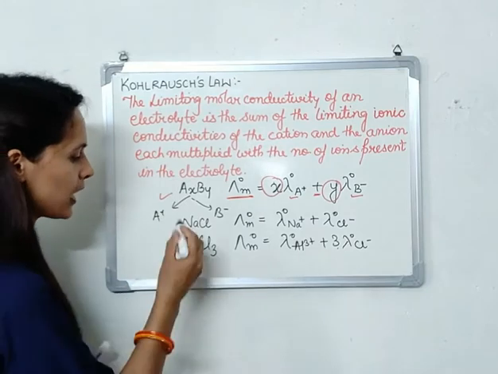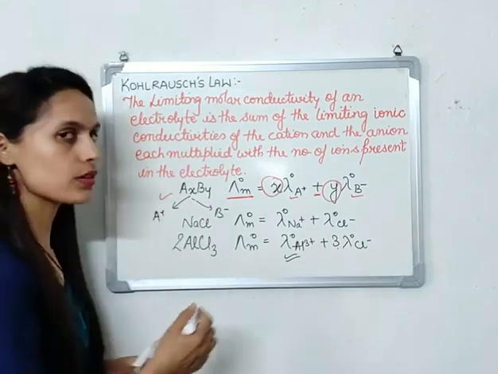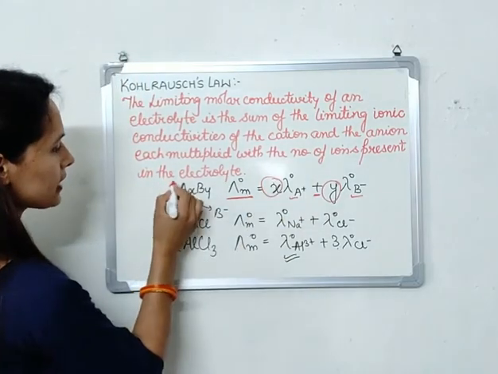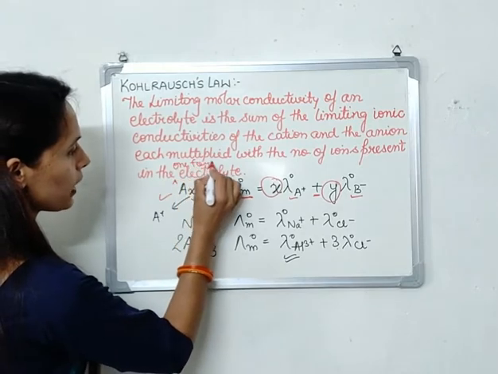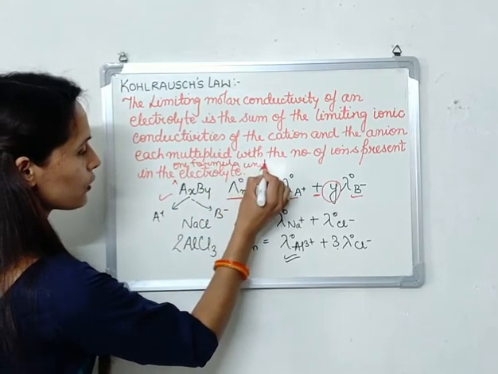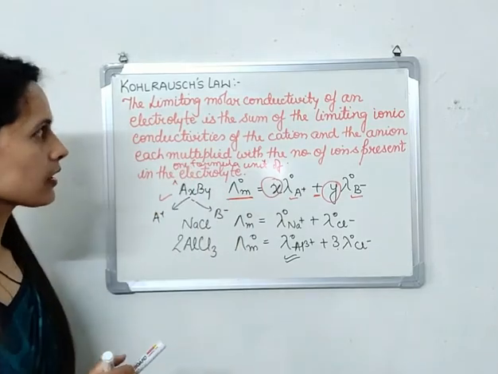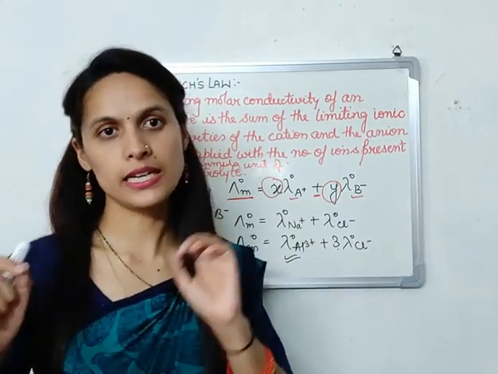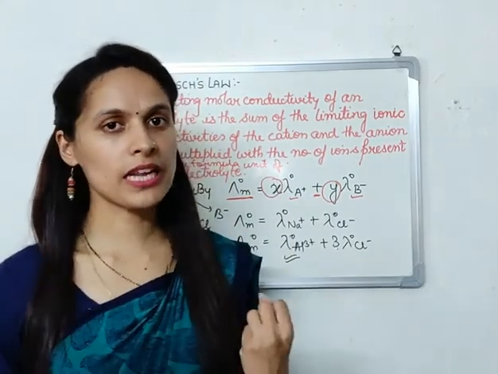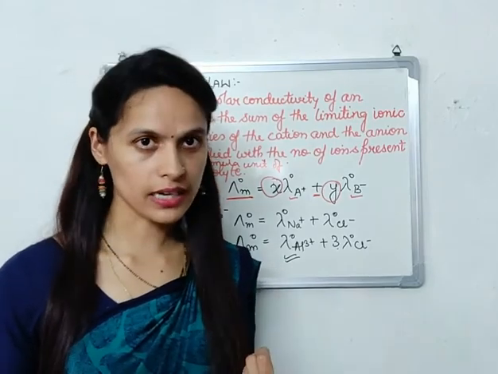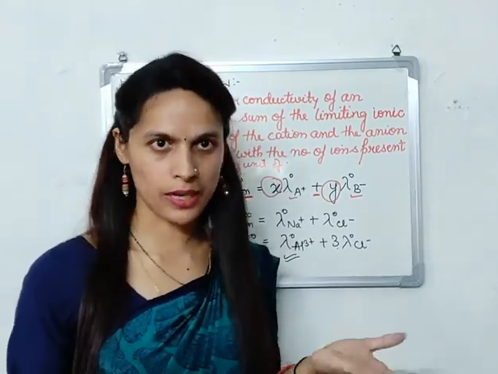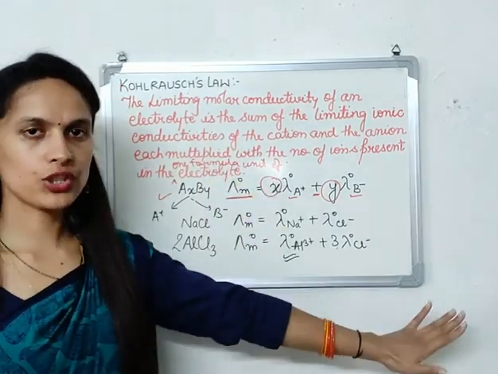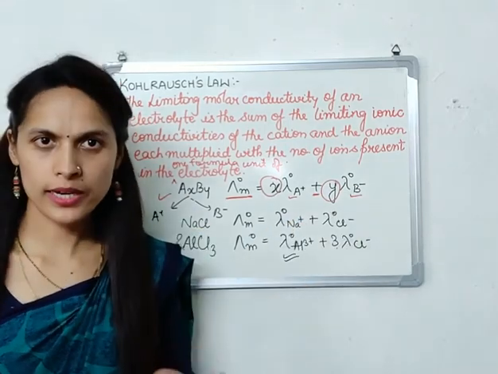Whether I take 2 AlCl3 here, still it is the same because I am talking about one formula unit of the electrolyte. So this is Kohlrausch's law, and this Kohlrausch's law is in terms of the molar conductivity. Now if we have to explain Kohlrausch's law in terms of molar conductivity, how can we explain this? You got it? Clear? So this is the explanation of Kohlrausch's law on the basis of molar conductivity.